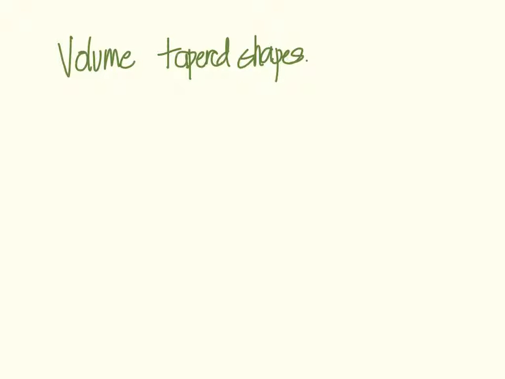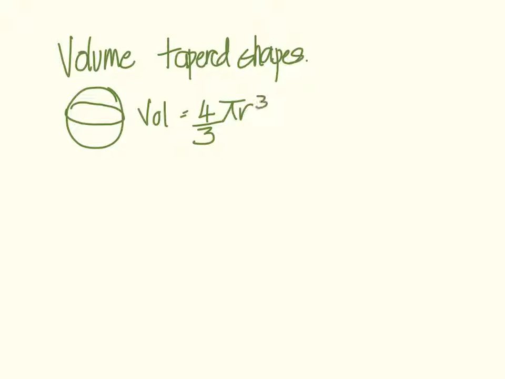And the last part of this is volumes of tapered shapes. And these are really straightforward formula that you can just pick out of the book. Okay, so we have got that the volume of a sphere is simply the formula, which is 4/3 of pi r cubed.